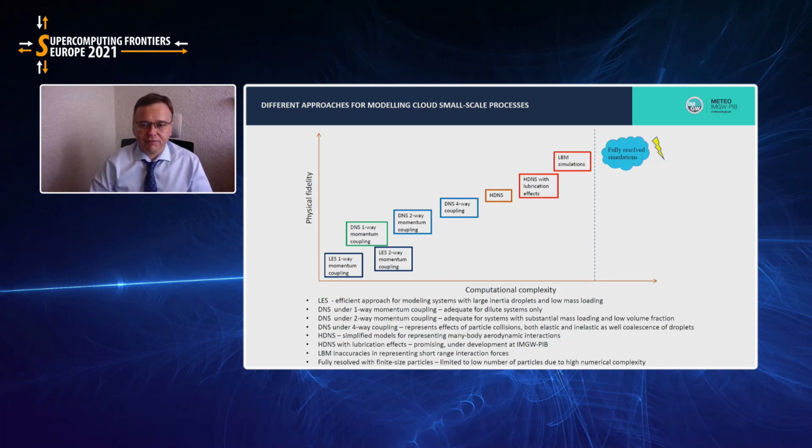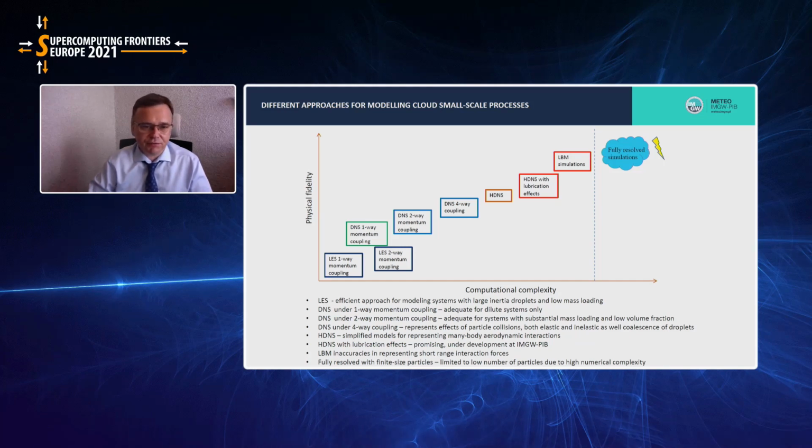Here we see a brief overview of different computational approaches. Each of them has some advantages and disadvantages. The most basic are large eddy simulations, which are appropriate for modeling the dynamics of large inertia droplets. That's because large droplets interact with larger eddies, and they are explicitly represented in such a simulation. For modeling the dynamics of lower inertia droplets, we should use DNS under one-way coupling, or if there is significant mass loading, we should use DNS under two-way momentum coupling.